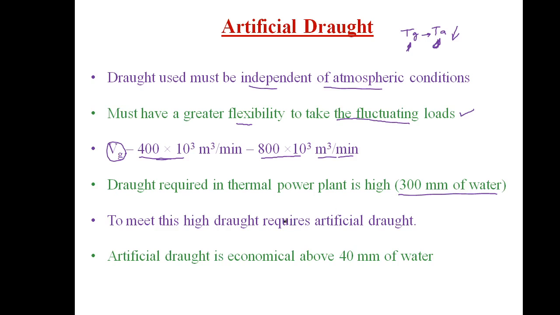This is generally a very high draught, which is achieved by artificial draught and is not possible by natural draught. If we use natural draught, the gases allowed to pass into the atmosphere will be at higher temperature, and that reduces the efficiency of a boiler plant. To maintain the efficiency of the boiler plant and meet this high draught, artificial draught is preferred. Artificial draught is economical above 40 mm of water. Wherever we need draught above 40 mm of water, we go for artificial draught.